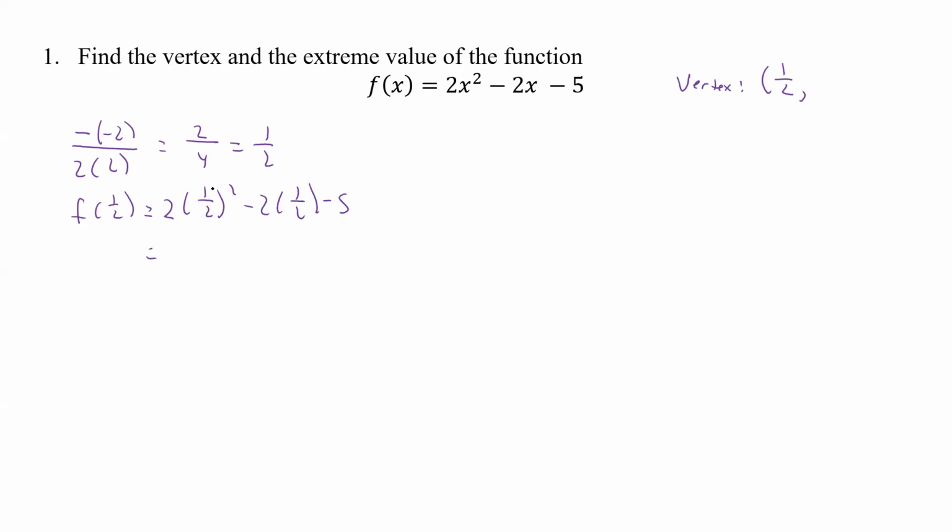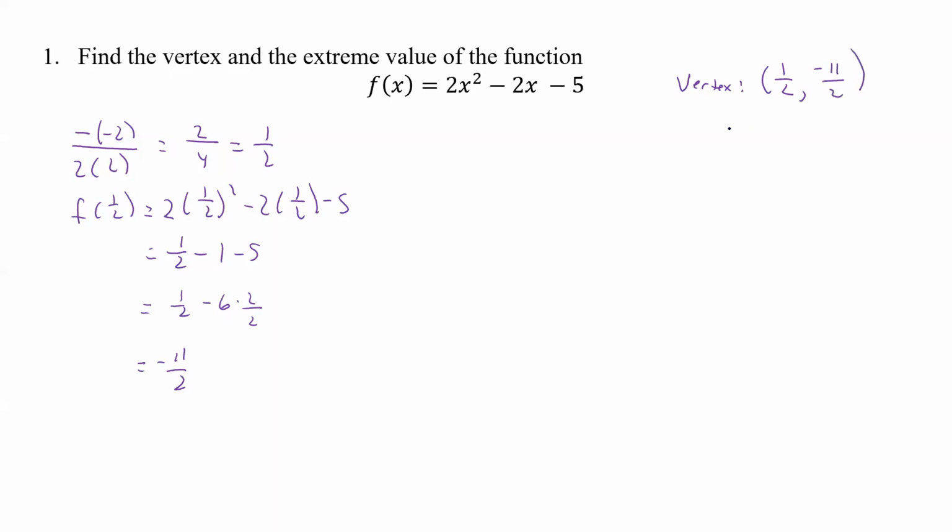Okay, well, what does that give us? That's going to be 1/2 times 1/2 is 1/4, and 2 times 1/4 is going to be 1/2. Minus, here we have 2 times 1/2, well, those cancel, so it's going to be minus 1, and then we have minus 5. So what we have is 1/2 minus 6. Get a common denominator of 2, so it's going to be 1 minus 12, so it's minus 11 over 2.